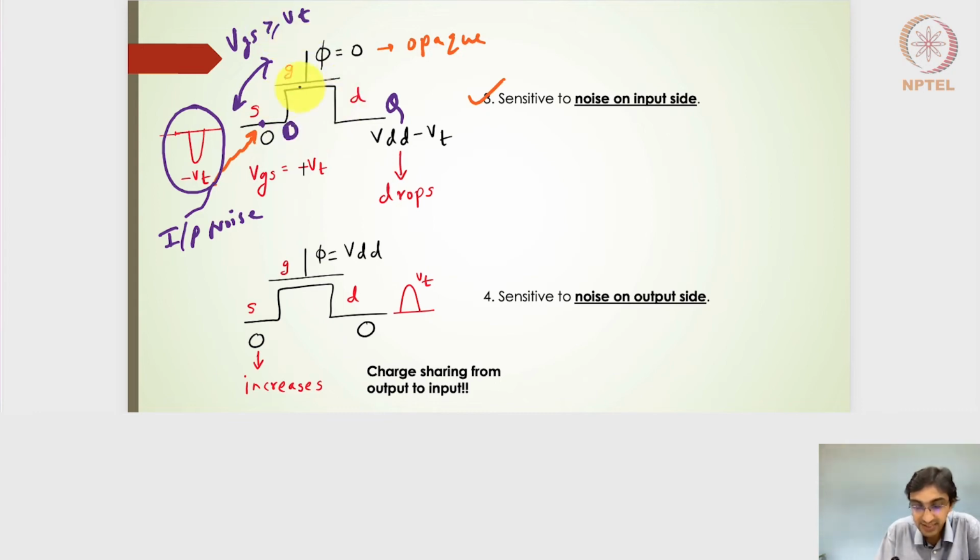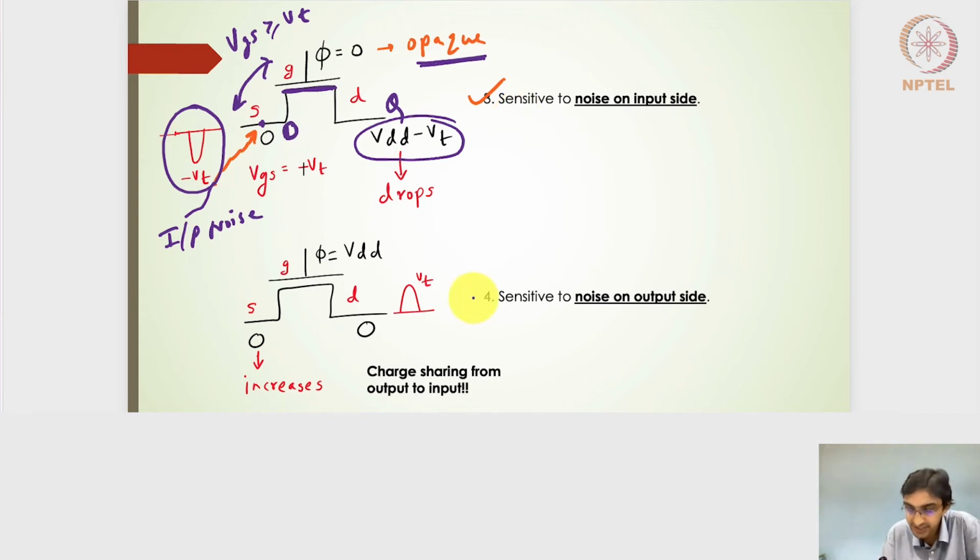So this transistor, although it was supposed to be in opaque state, will now be on. That means there is a channel being created here. The channel allows a further drop of the output voltage. So the output voltage is not retained at VDD minus VT anymore, and it gets dropped further. That's why it has been said that it is sensitive to the noise on the input side.